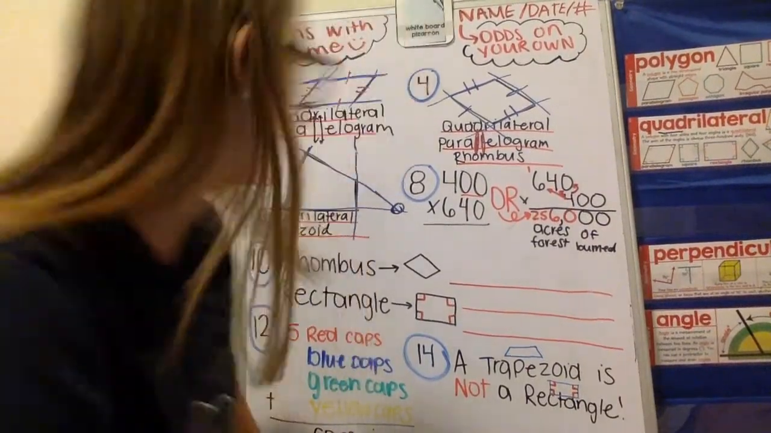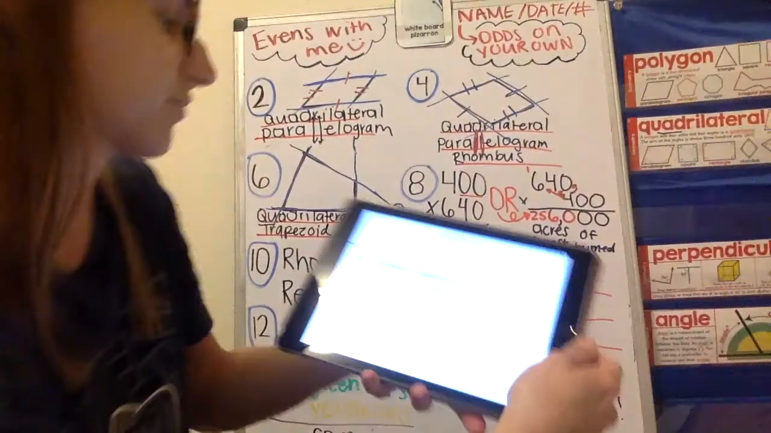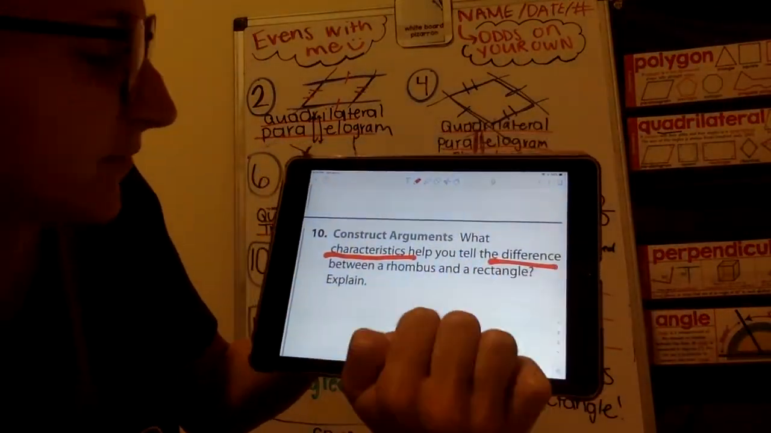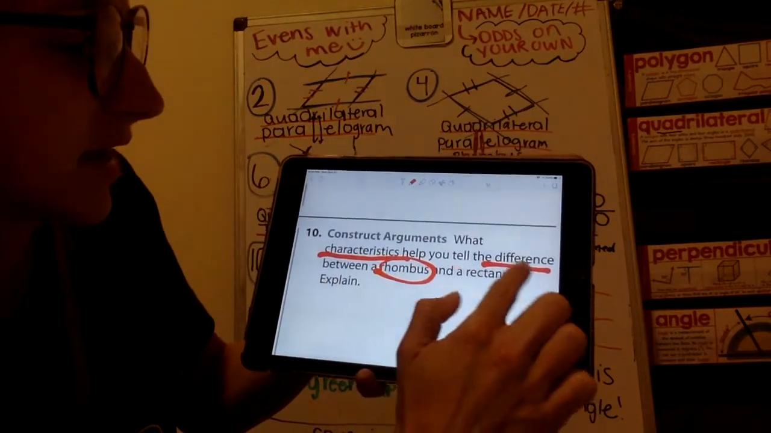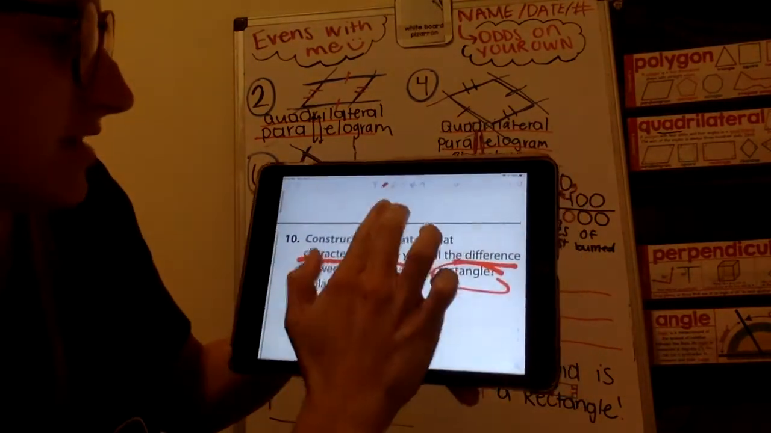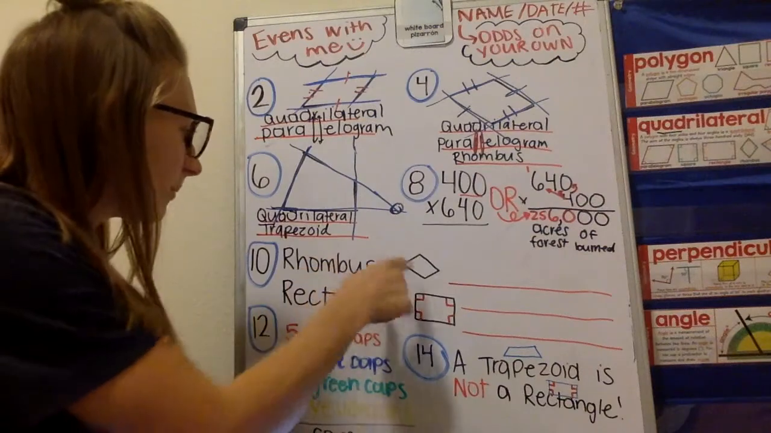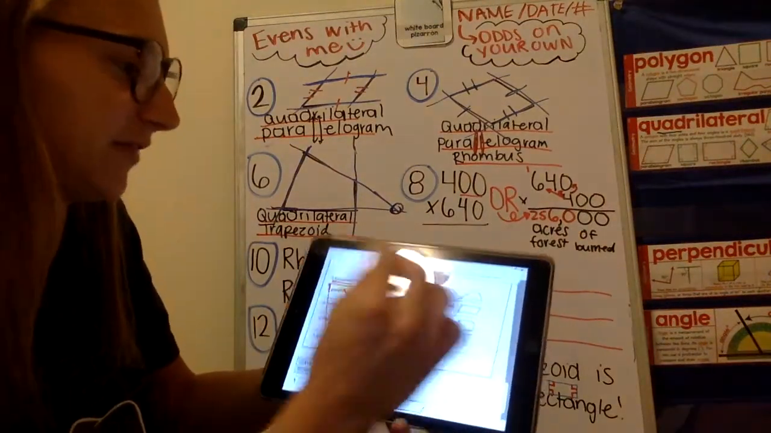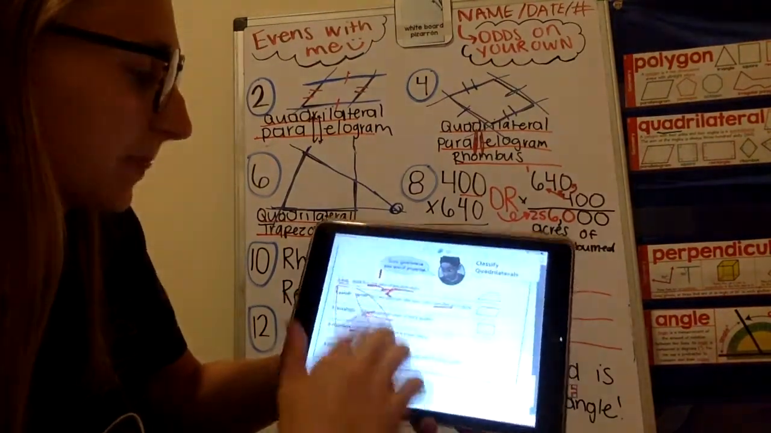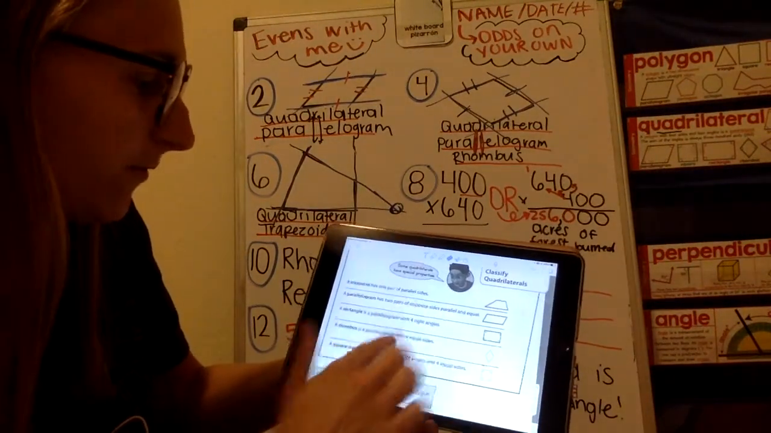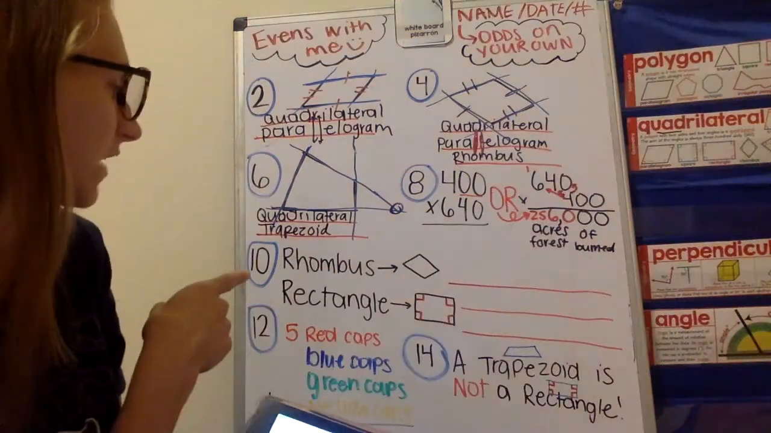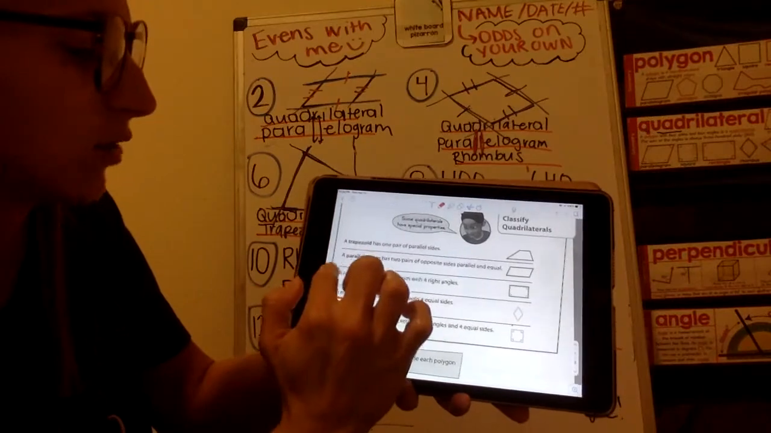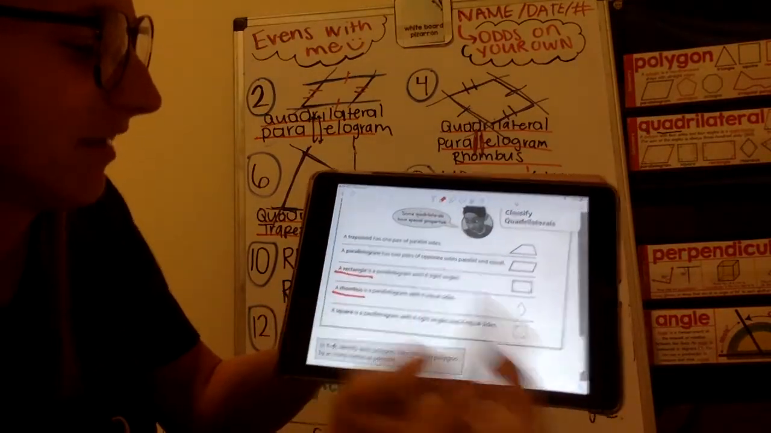Let's keep going. Let's take a look at number 10. Number 10 says, what characteristics help you tell the difference between a rhombus and a rectangle? And then it says, explain yourself. So I drew out a rhombus and I drew out a rectangle. And again, I like to go back to the definitions because they really help me. So I'm just going to focus on the two quadrilaterals that they're asking about, which is a rhombus and a rectangle.